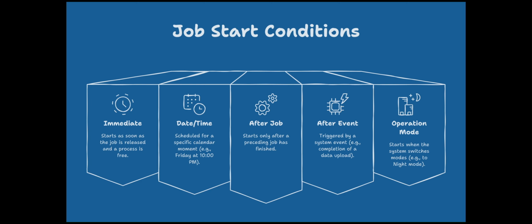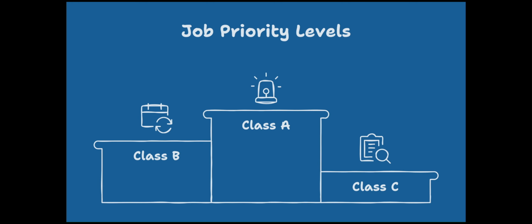So you can put the preceding job name. Then there is after event, triggered by a system event, for example data upload. If there is any event after which you want to run this background job, you can put this event name as well. And then the operation mode starts when the system switches mode, for example to night mode. There are a couple of operation modes, and we will see how we can set them. Then the job priority levels, as we discussed: SAP has provided three priority levels, class A, class B, and class C, which tell the system how important this batch job is.